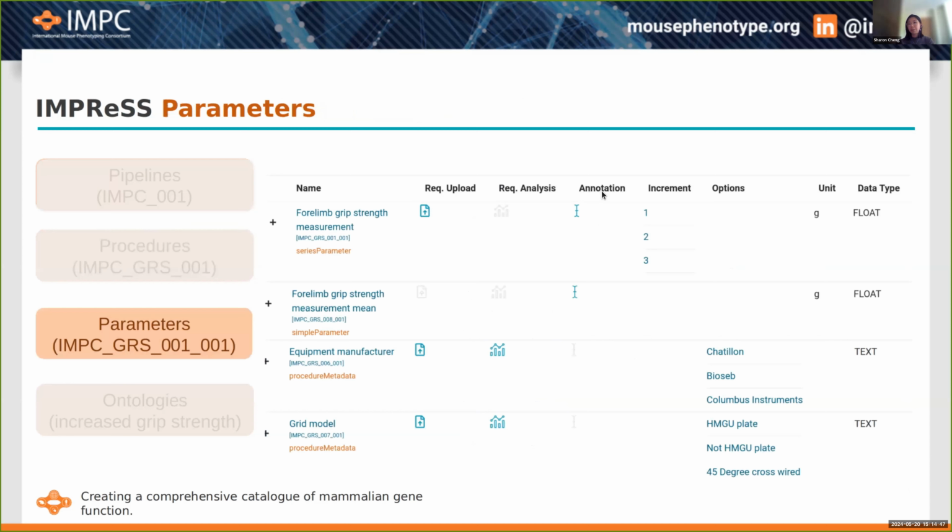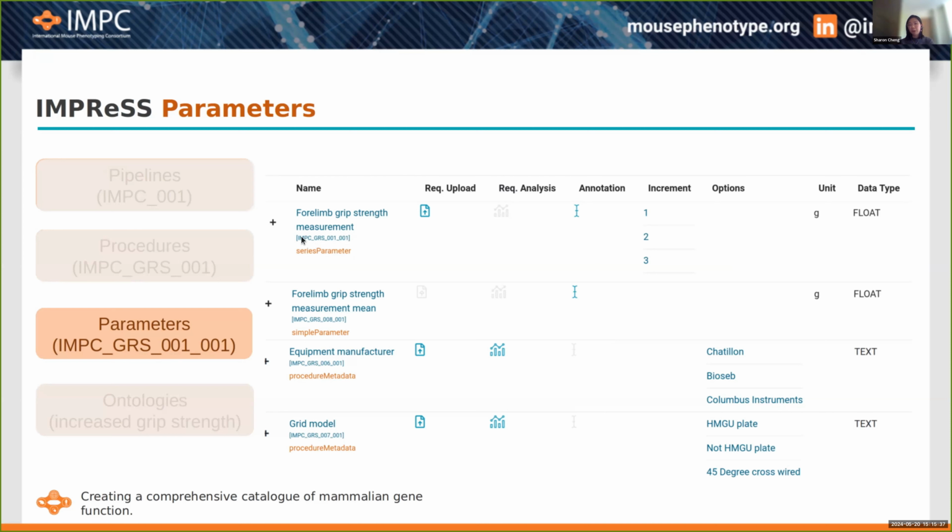At the bottom of the procedure page on IMPress, you can find parameters. Parameters define the attributes of the measurement. This slide shows some of the parameters from the grip strength procedure. On the Solr API, you could search parameter data using the parameter name as well as the parameter stable ID. If you look at the first parameter, volume grip strength measurements, the parameter stable ID has four parts, which is slightly different compared to the procedure stable ID. So you could find the pipeline identifier IMPC, GRS, the procedure identifier, 001 the parameter number, and 001 the parameter version.